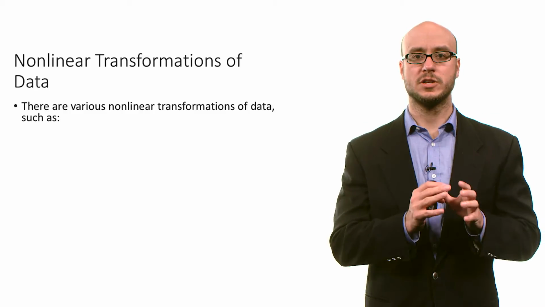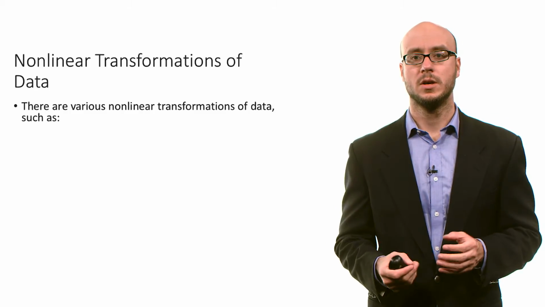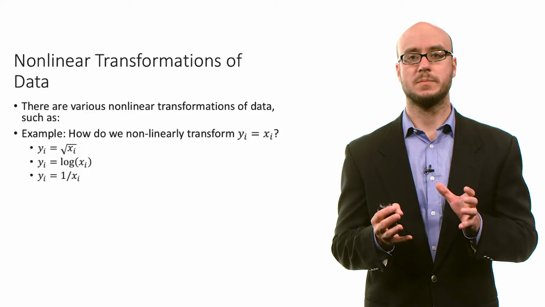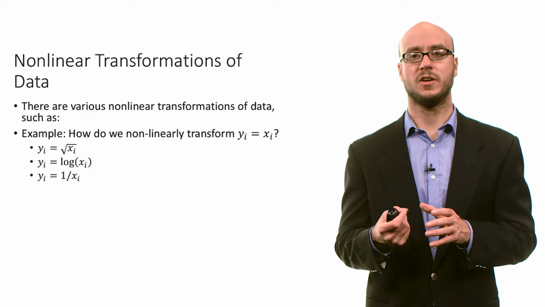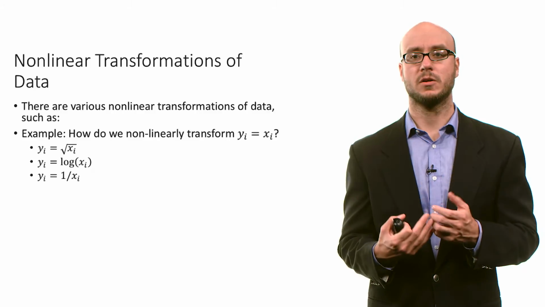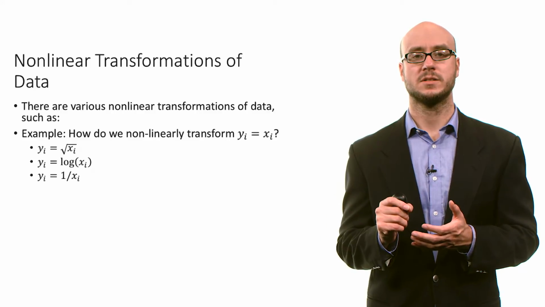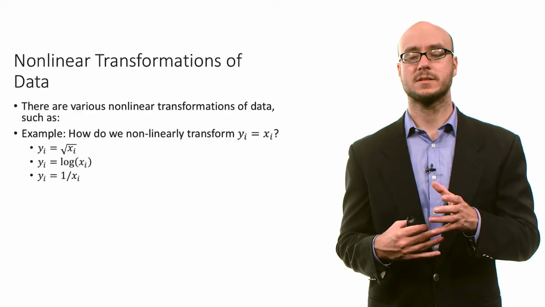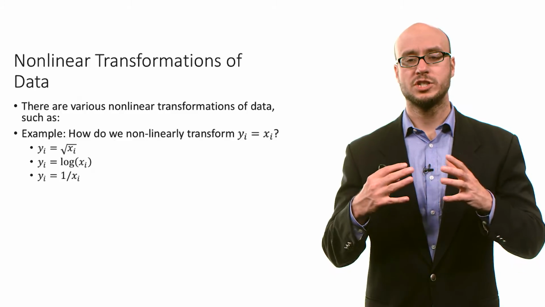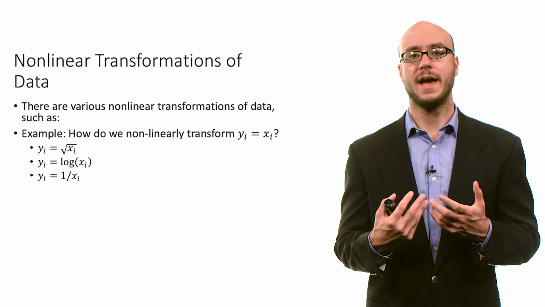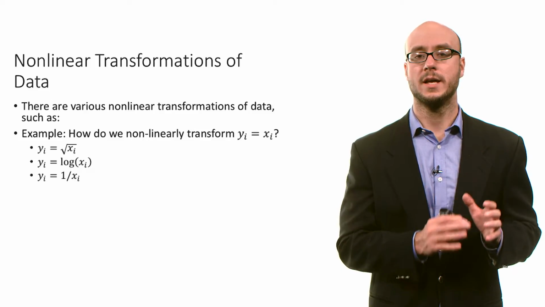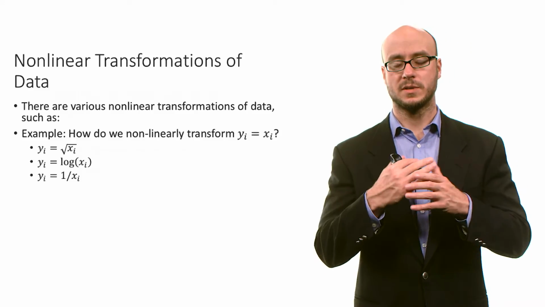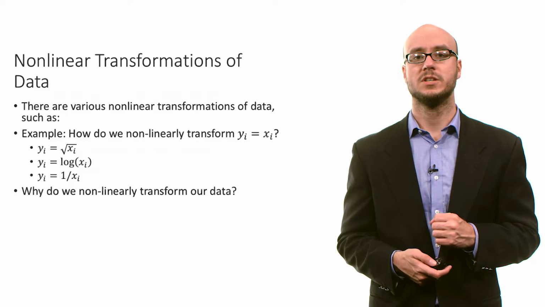Just like we have linear transformations and we see them all the time, you also might have encountered nonlinear transformations. Here are some examples. If you have some x variable and you want to transform it in a nonlinear way, you can take the square root of x. You can take what's called the logarithm of x. You can take 1 over x. In each of these cases, we're changing the actual shape of x and creating a new variable called y. And we typically do this when we want to straighten out some kind of nonlinear relationship or some kind of skewed relationship.